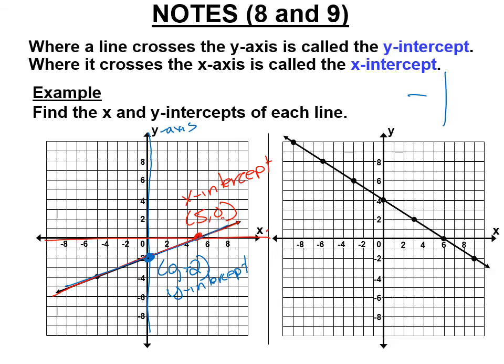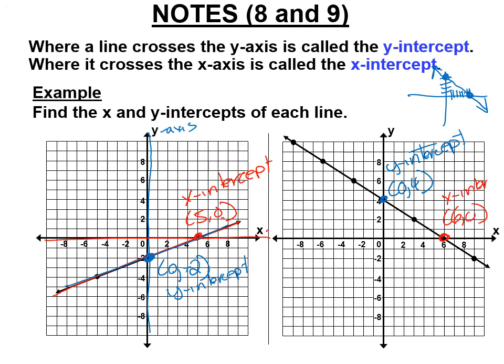If you're at home without drawing, you're going to make a little sketch, right? And you're going to show me the intercepts. So the y-intercept this time is (0, 4). It starts with 0. And the x-intercept is where it crosses the x-axis. It's going to end in 0 every time.